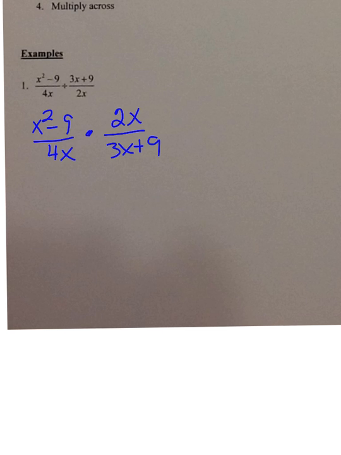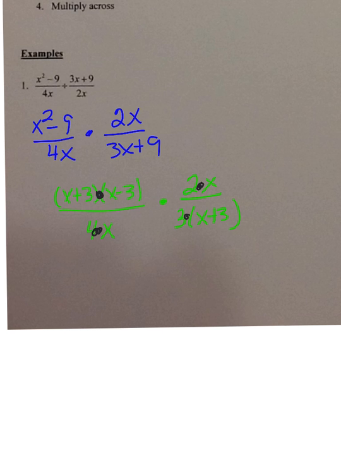So x squared minus 9 factors and becomes x plus 3, x minus 3. It's the difference of two perfect squares. 4x cannot be factored. It's a monomial. 2x cannot be factored. That's a monomial. 3x plus 9 factors and becomes 3 times x plus 3. So there's multiplication in between x plus 3, x minus 3. In between 4 and x. In between 2 and x. And in between 3 and x plus 3.